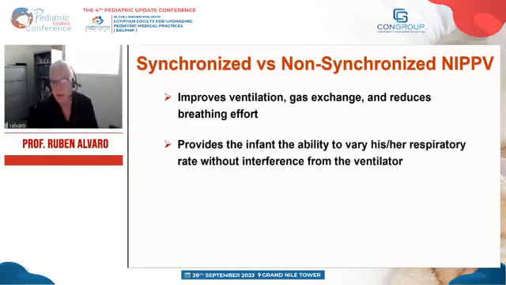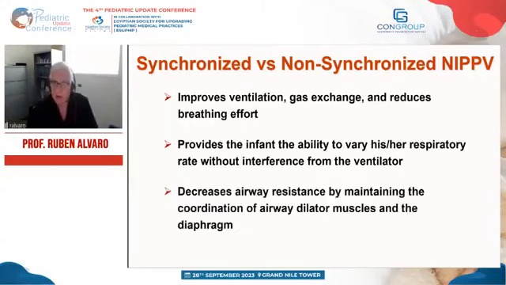It will provide the infant the ability to vary his or her own respiratory rate without interference from the ventilator. So the ventilator will adjust to the baby's own spontaneous breathing. And also, by coordinating the baby's own spontaneous breath with the ventilator, that will help to decrease the airway resistance by maintaining the coordination of the airway dilator muscles and the diaphragm. And that should also help to improve ventilation.